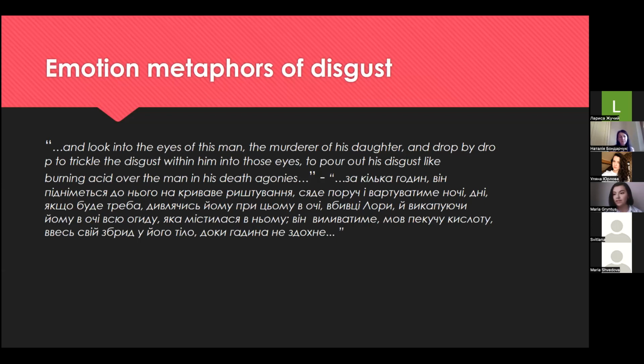Speaking about the translation, it also represents disgust as a fluid dropping, "викапуючи" in Ukrainian, and being an acid, "мов пекучу кислоту" in Ukrainian. Also, the image reproducing strategy was used here.